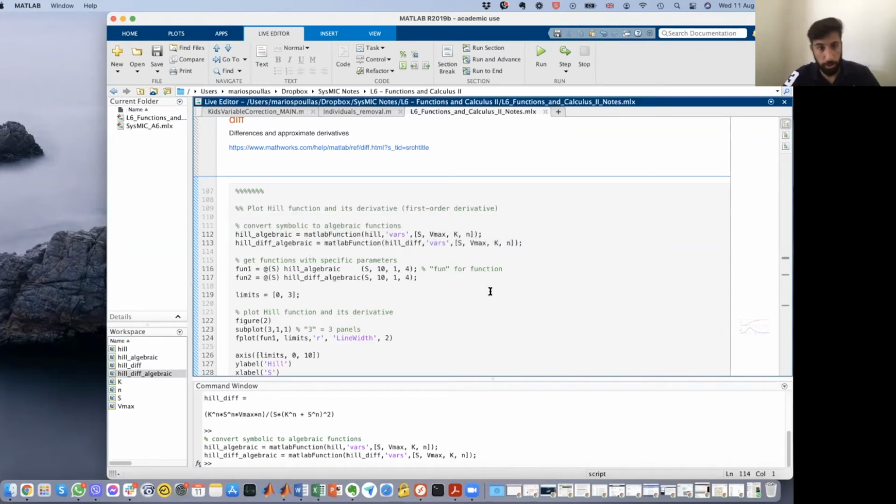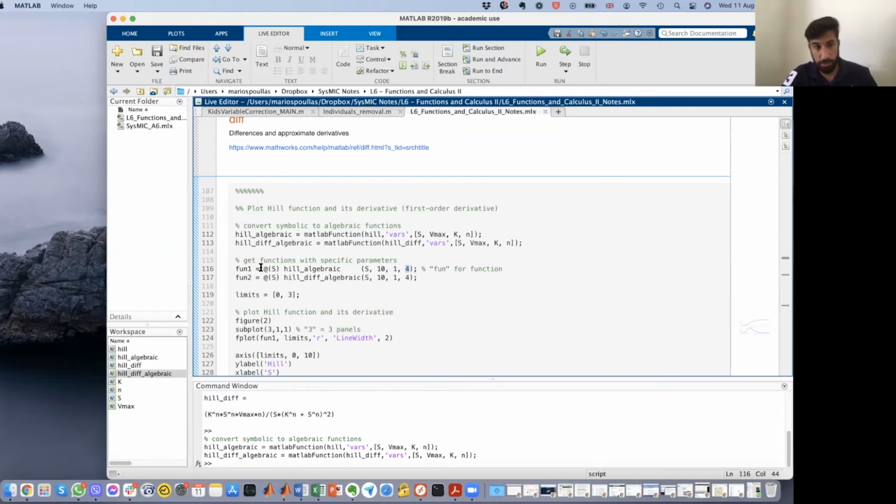And then we get the functions with specific parameters. Instead of having S, Vmax, K, and N, this time we are having the actual values for the parameters: 10 for the Vmax, the maximum rate, 1 for the constant K, and 4 for the exponent. It's not 1 this time, it's 4, so it should not be the same as the Michaelis-Menten. You remember what we've seen earlier.